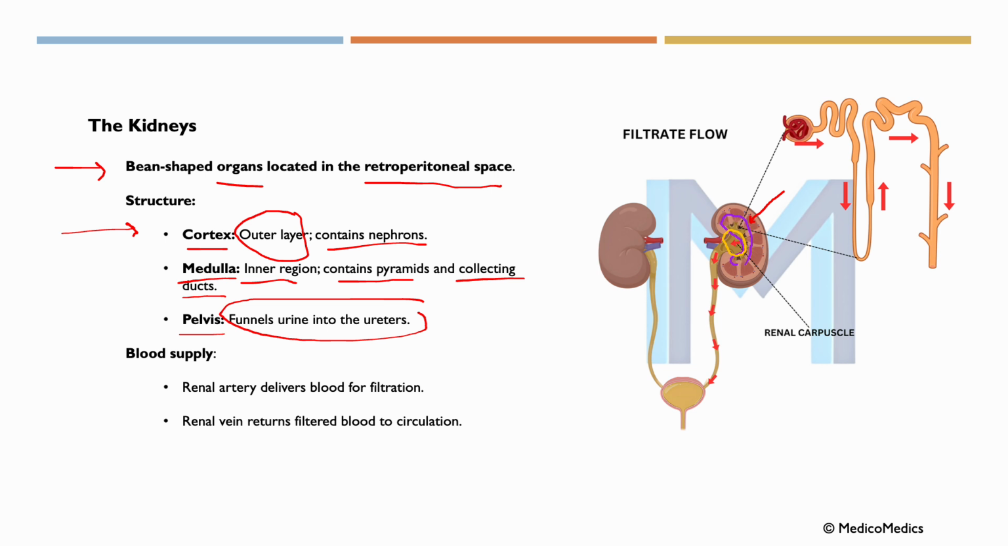Now, blood supply. So the blood supply to the kidneys comes from the renal artery. It delivers blood for filtration, as seen here. And then we have the renal vein, which returns filtered blood back into circulation.